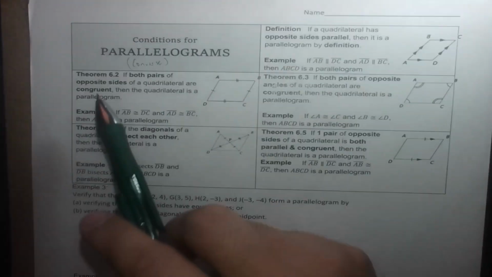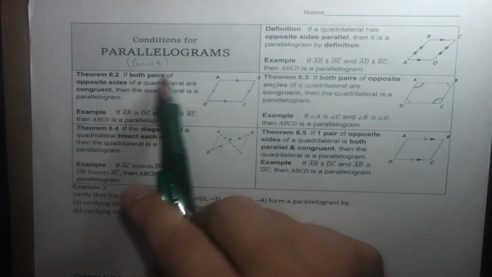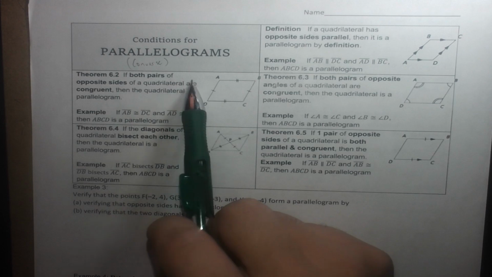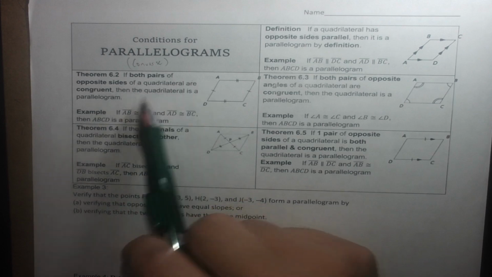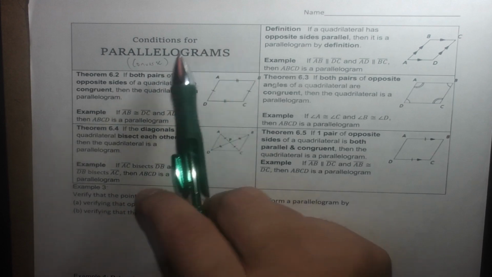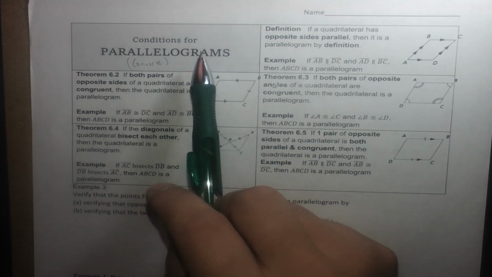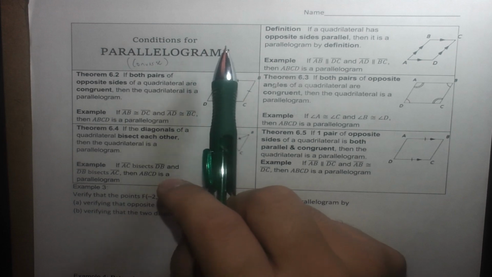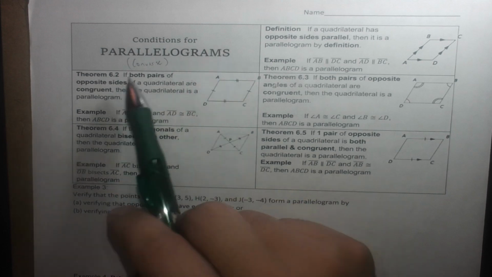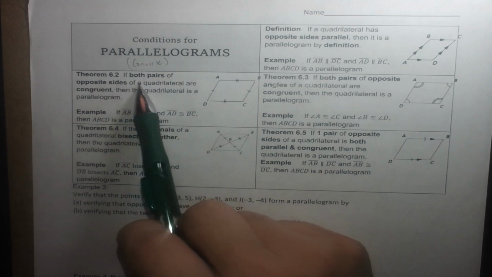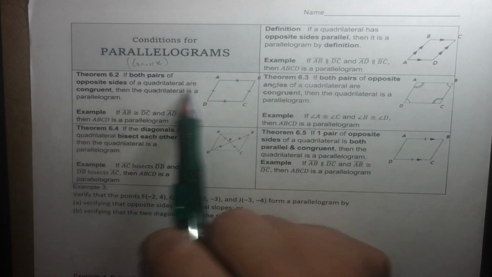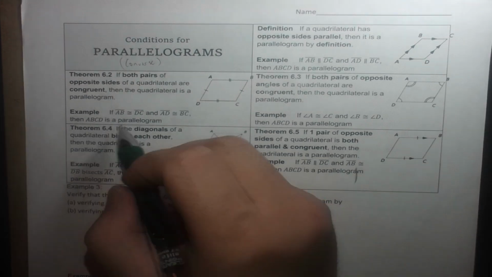Okay, so we're looking at theorem 6.2. So if both pairs of opposite sides of a quadrilateral are congruent, then the quadrilateral is a parallelogram. So basically, we're trying to find the conditions and meet those conditions to see if they fit the criteria to be a parallelogram. Okay, so again, if both pairs of opposite sides of a quadrilateral are congruent, then the quadrilateral is a parallelogram. So here's an example.